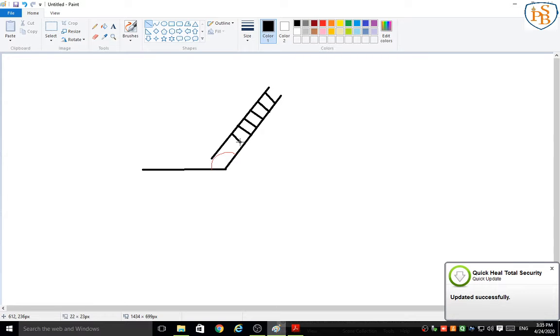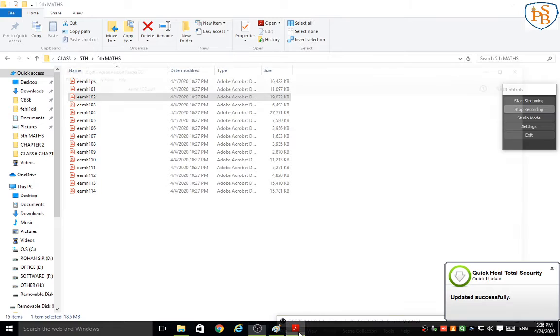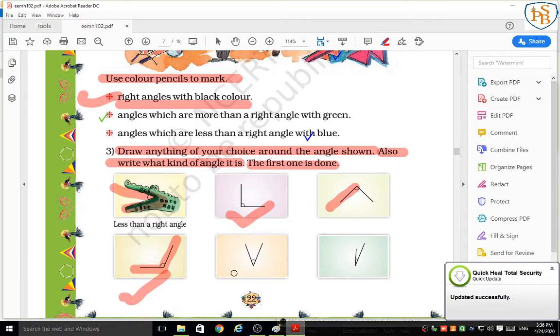Okay, I hope you understand what kind of picture it is. Correct? Yes, you are using it, a staircase, correct? So what kind of angle is it? It is more than 90 degrees, it shows more than a right angle, and by using that angle I will draw one picture. Like that you can draw different types of pictures.